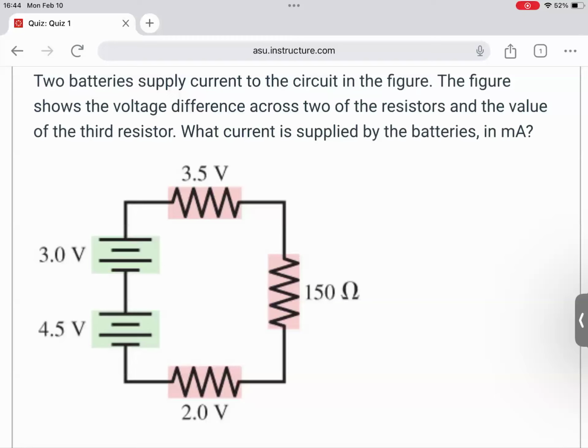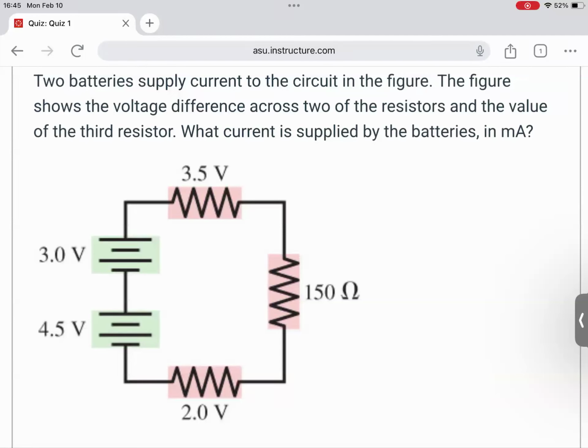7.5 volts, right? 7.5 total volts. How much voltage did we lose here? So how much is left for these two? 4 volts. Well, 2 volts are lost here. How much is left for this? 2 volts are left. 2 volts, 150 ohms. Can you find the current?